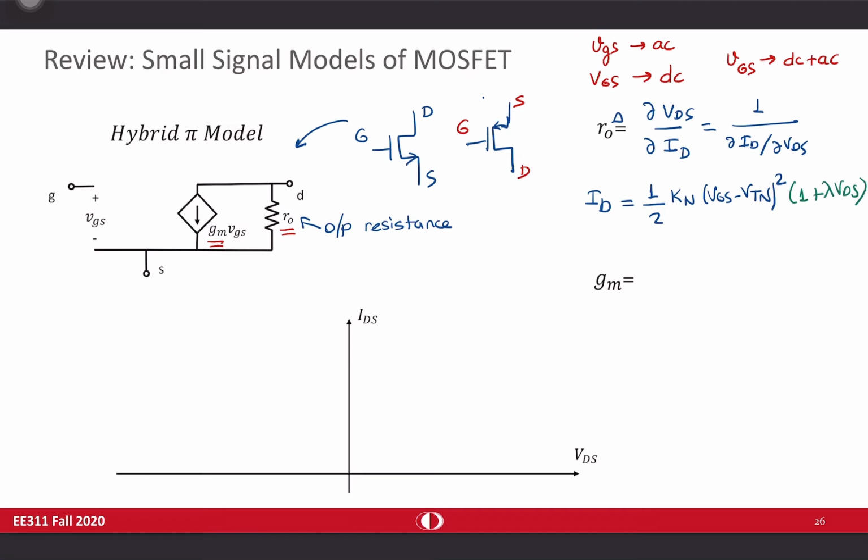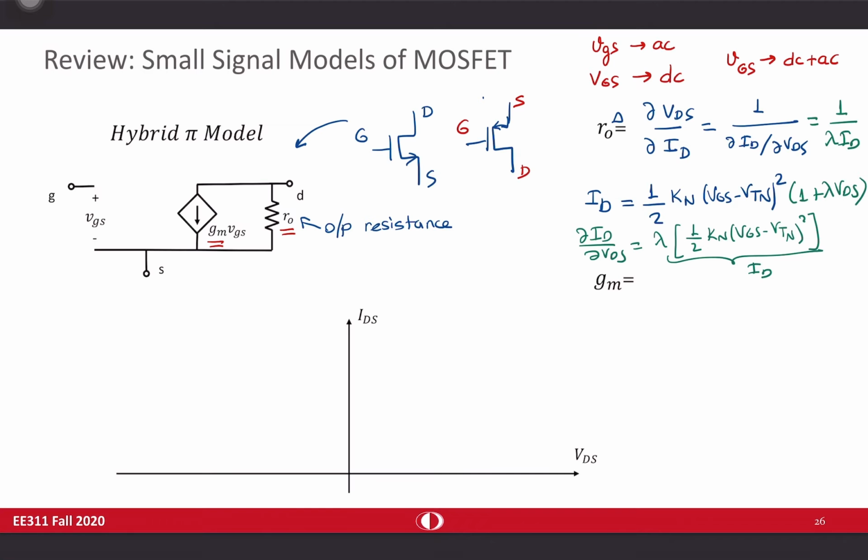now the derivation is quite easy. When you get the derivative, you will find del ID by del VDS as lambda times 1/2 Kn (VGS minus VTN) square, right? So this is approximately equal to ID. So I can say that this will be equal to 1 over lambda ID.